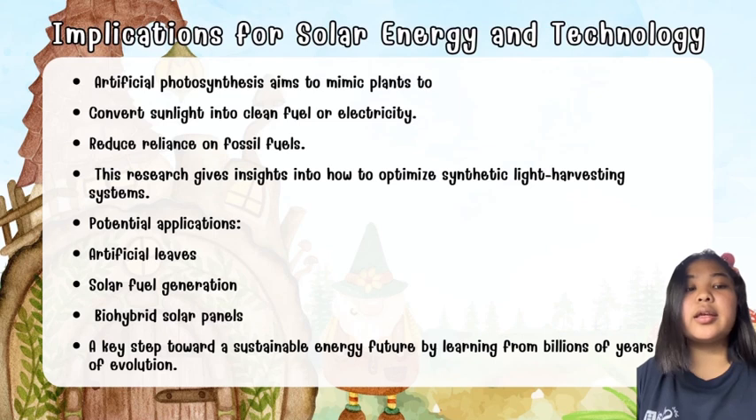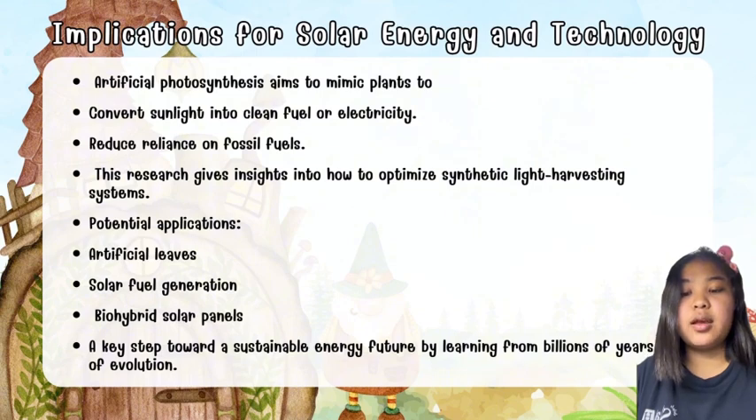Implications for solar energy and technology. Artificial photosynthesis aims to mimic plants to convert sunlight into clean fuel or electricity, reducing reliance on fossil fuel. This research gives insight into how to optimize synthetic light harvesting systems. Potential applications: artificial leaves, solar fuel generation, biohybrid solar panels, a key step toward a sustainable energy future by learning from millions of years of evolution.